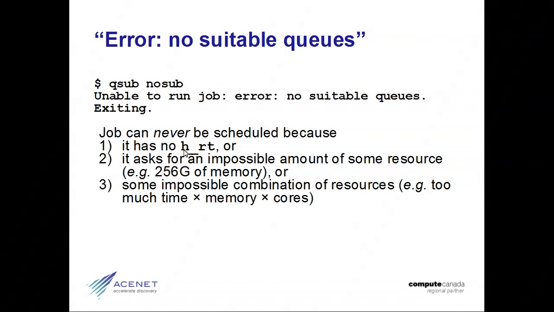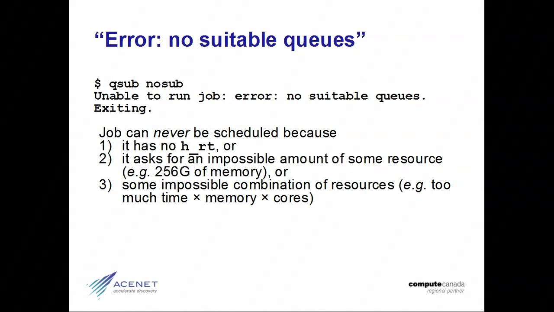If you fail to supply a runtime, h_rt, you will get this message. So first thing to check, did I actually have an h_rt in there, and is it properly formed? You may also get it if you ask for an impossible amount of some resource. We don't have any nodes on any ACENET cluster with 256 gigabytes of RAM, for example. So if you ask for a single process job with 256 gigabytes of h_vmem, it'll say no suitable queues.